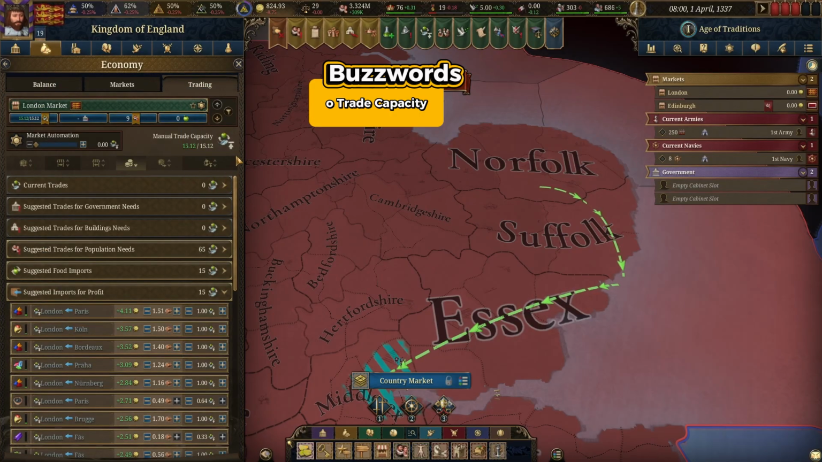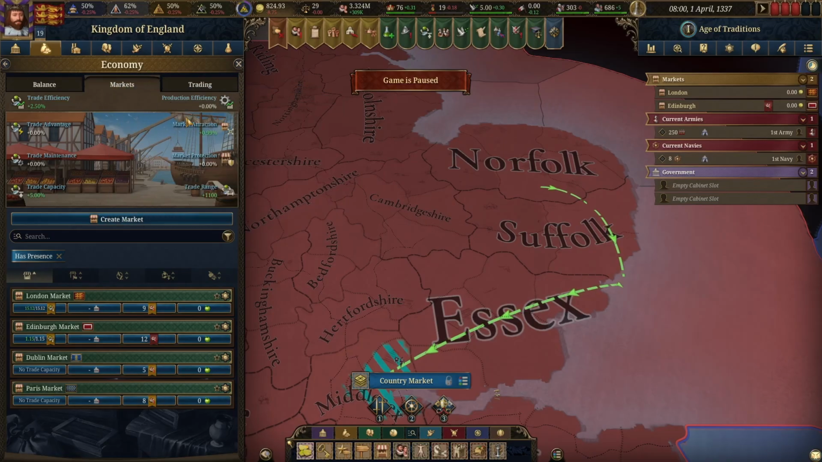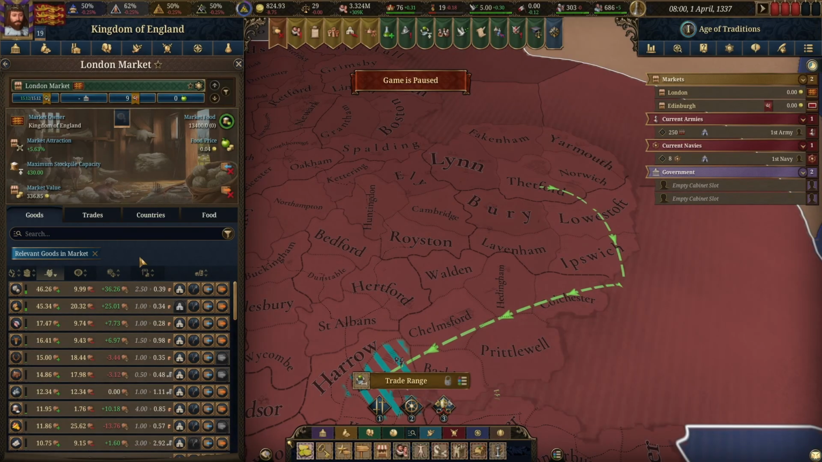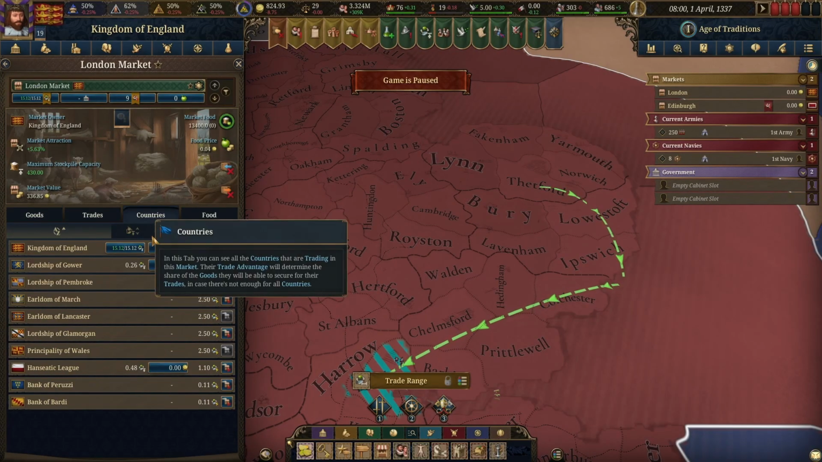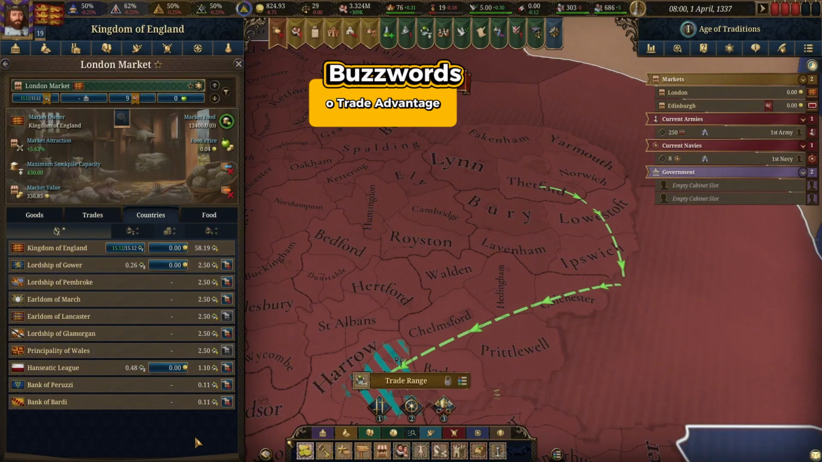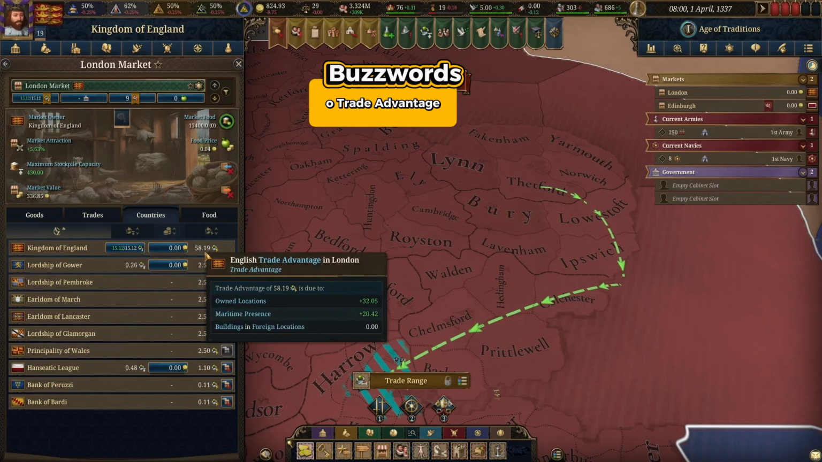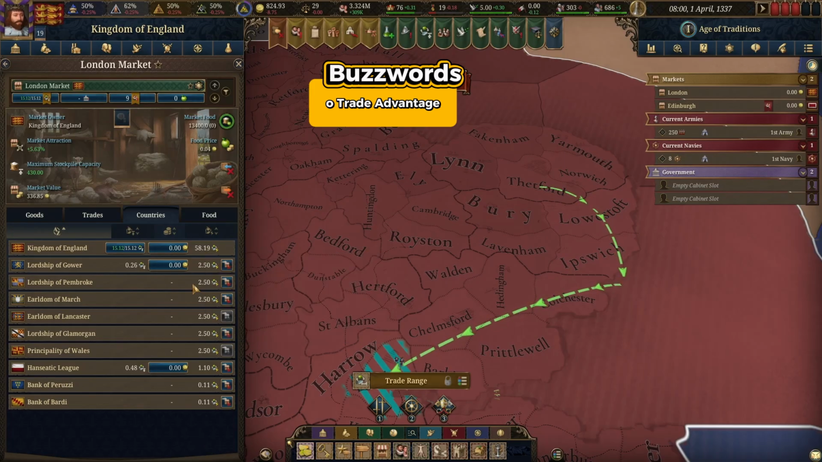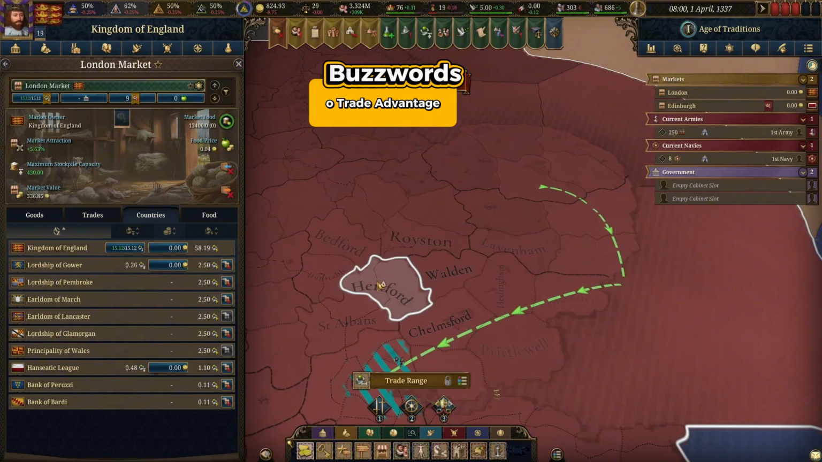Trading is based on the amount of trade capacity that you have, or they have, and how much relative profit they can make. Let's click back on markets, go back to London, and show you this. The market that has first dibs to trade a certain resource with another market is dependent on something called trade advantage. Now let's go into more detail and introduce everything I just said.